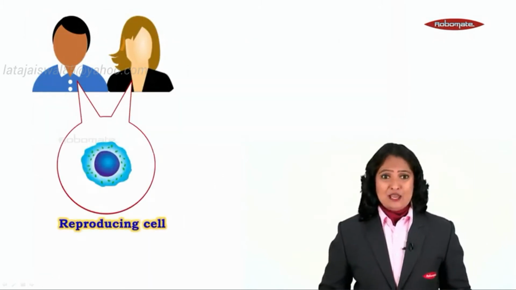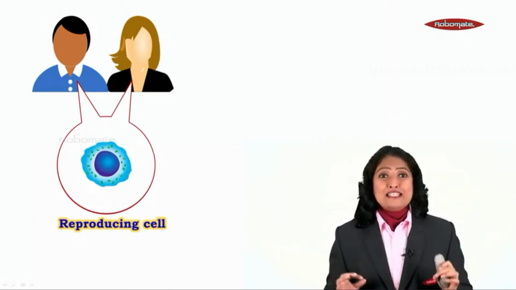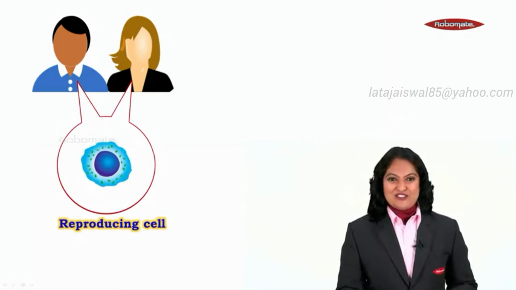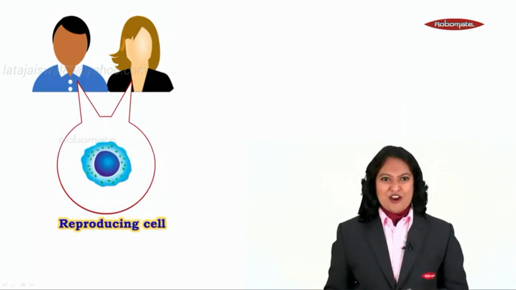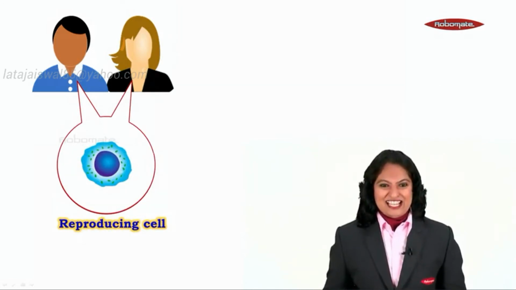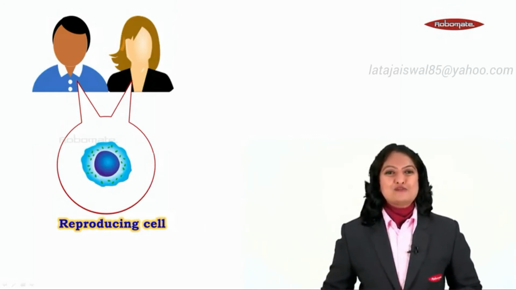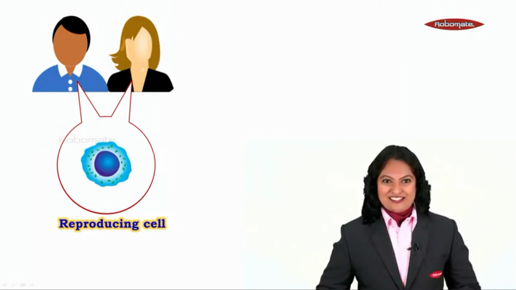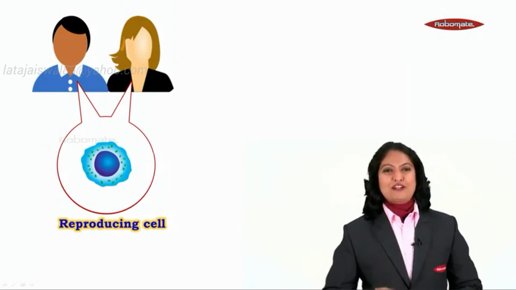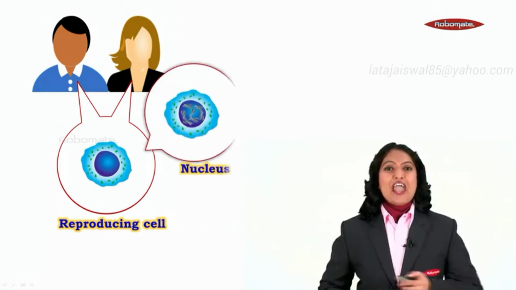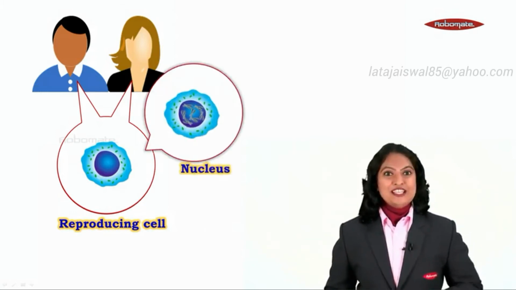Every living organism has cells in their body. Cell is the basic unit of life. Every structure in our body is made up of cells. Every function in our body takes place inside the cell. That means for every life process, we have a special set of cells. So if it is a process of reproduction, we have special reproducing cells in our body. Every cell will have a nucleus.